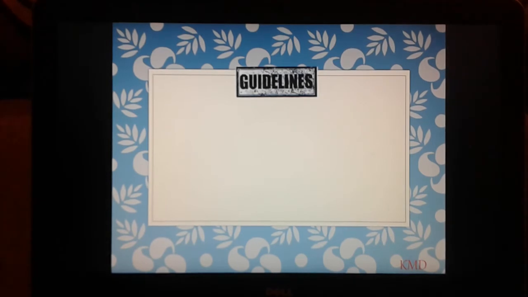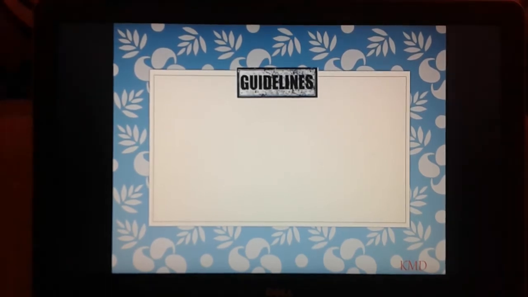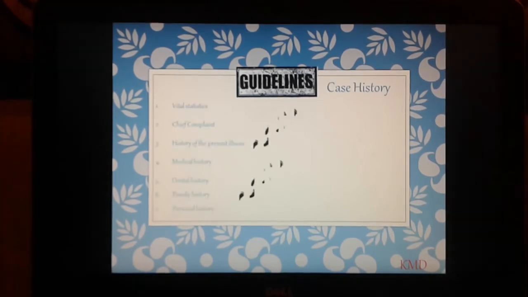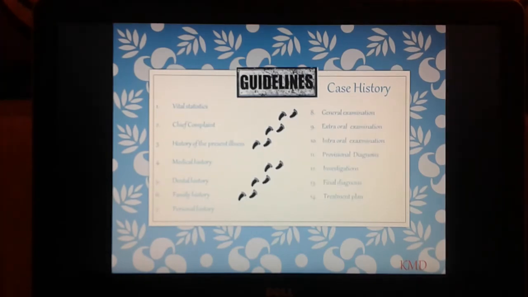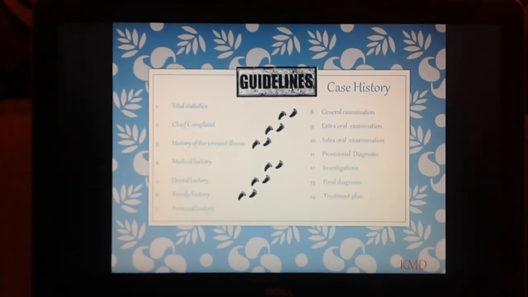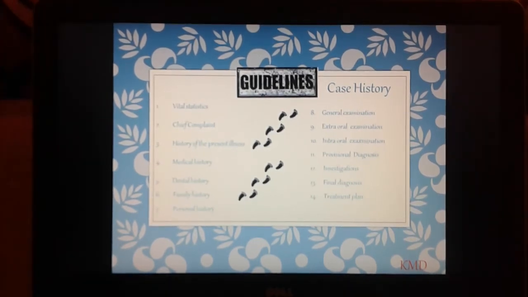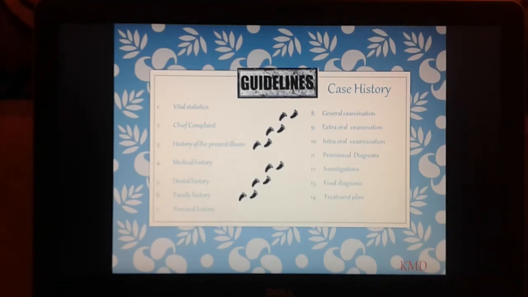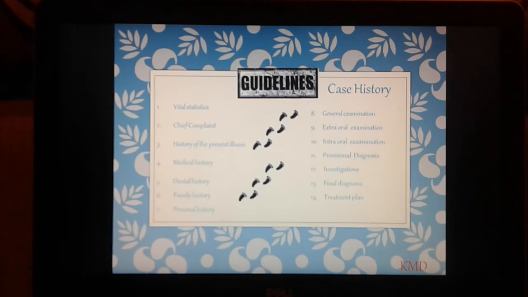the next aspect of case history involves the components or the guidelines, which are namely 14 of them, out of which the vital statistics, the chief complaint, the history of the present illness, the medical history, dental history, the family history, personal history, the general examination, extraoral examination, intraoral examination, provisional diagnosis, investigations, final diagnosis, and treatment plan. I'm sorry, the intraoral examination, the spelling is wrong.